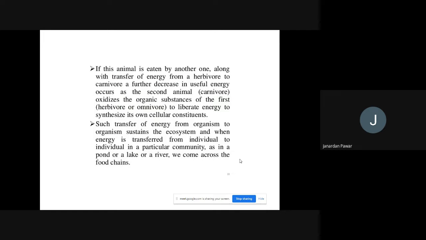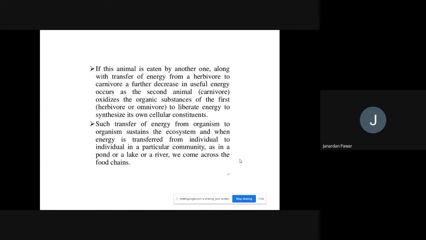Moving on to the next one, here we can see something about the food chain in a more detailed manner. If an animal is eaten by another one, what sort of food chain is there? That we know. Plants are eaten by animals, then animals are eaten by animals, and even human beings go for eating animals. So this is the food chain. Each one depends upon the others.